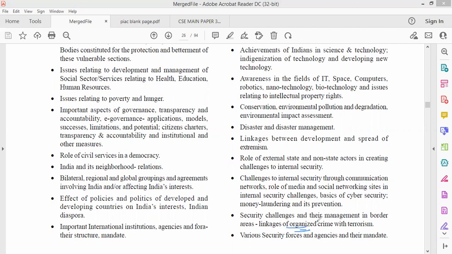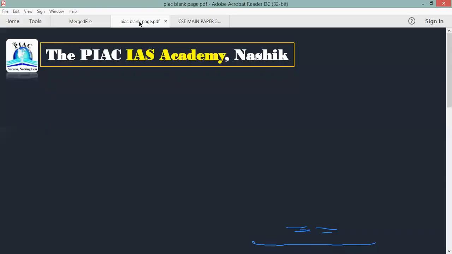Organized crime means it is an institutional crime, a group is involved in it. Okay, with crime, with terrorism. Okay, so this has been there. And the last one is the various security forces and agencies and their mandates. So the last one is internal security, how the internal and external security is carried out by several security agencies.